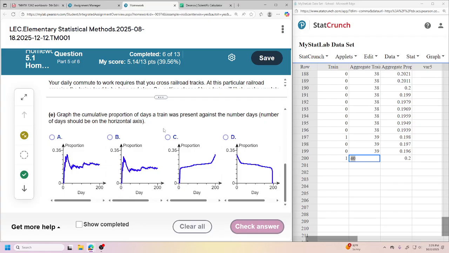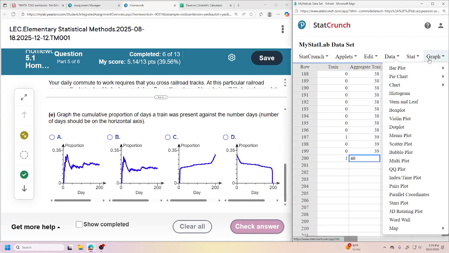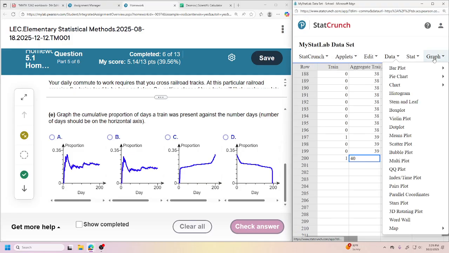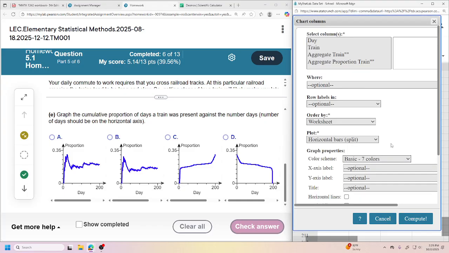So this is that part where I said we need to go to graph, chart, columns. Let me just remind myself. Graph, chart, columns. This is how I did it. There might be another way, but this is how it worked for me. And then I chose, I think it was aggregate. Graph, chart, columns. And this is where I can't remember, but aggregate proportion, I think this guy.